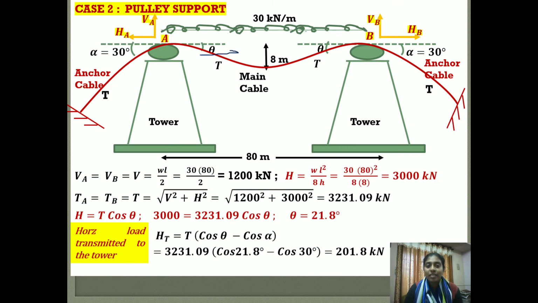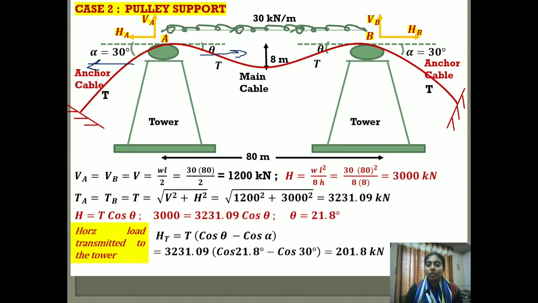So here this is T cos theta and here the component is T cos alpha. So equating the horizontal components, T cos theta and T cos alpha, one is on the right side and the other is on the left side. The right side we will take as positive. So T cos theta minus T cos alpha will be our horizontal load transmitted to the tower when the support is a pulley support.